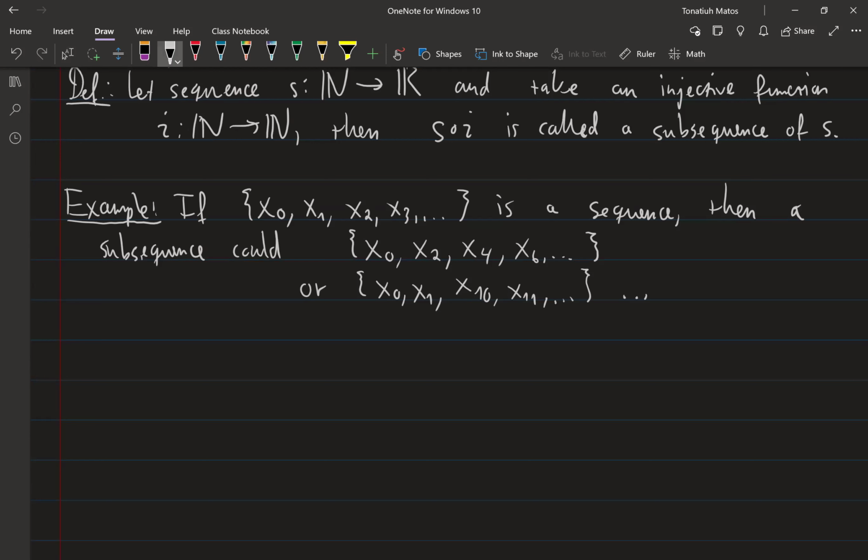Something that you will learn, and this is something that I don't want to prove, even though the proof is not complicated, and that is that all subsequences of a convergent sequence. This is very easy to prove. Very, very easy to prove.